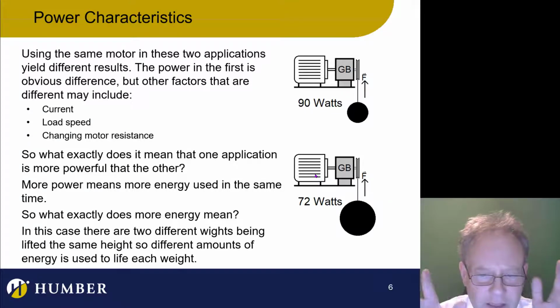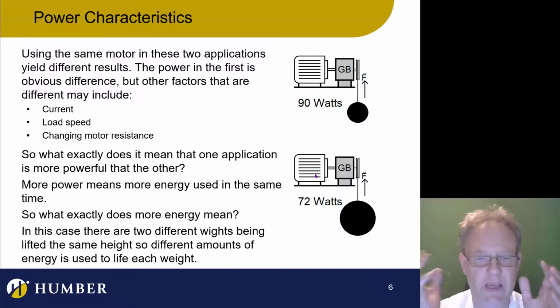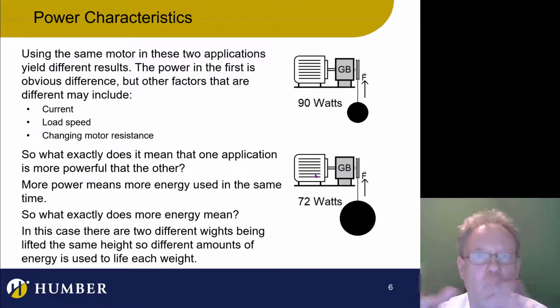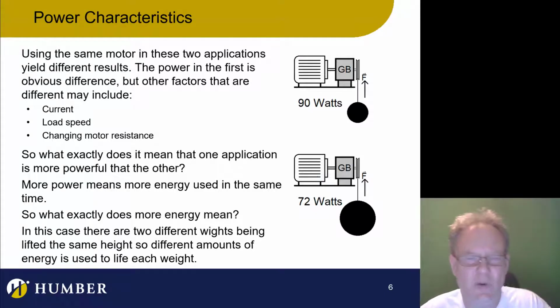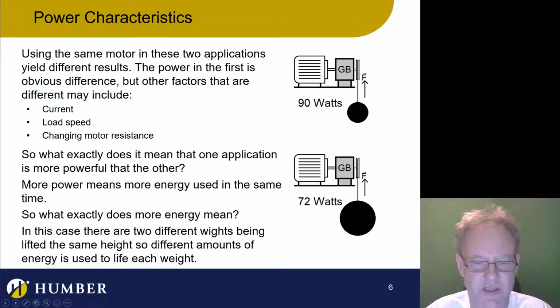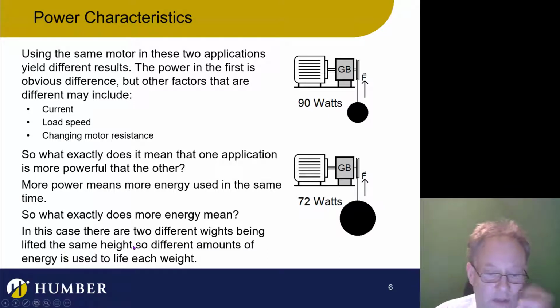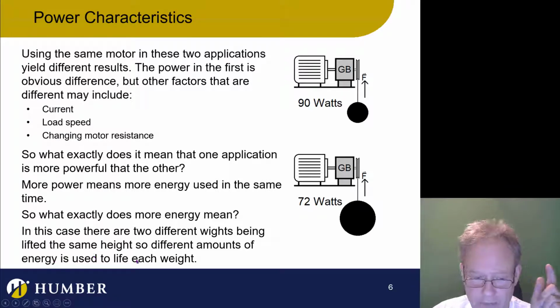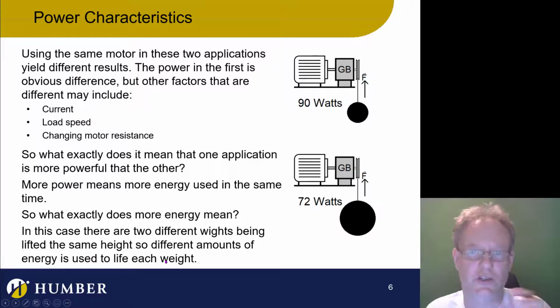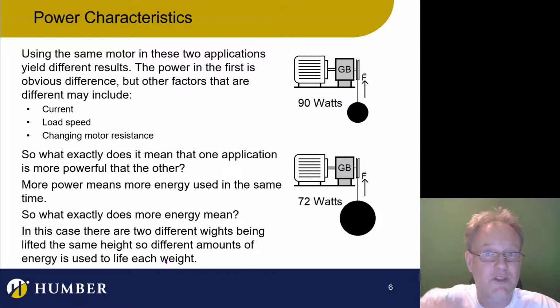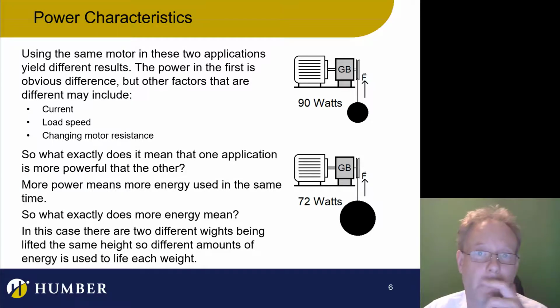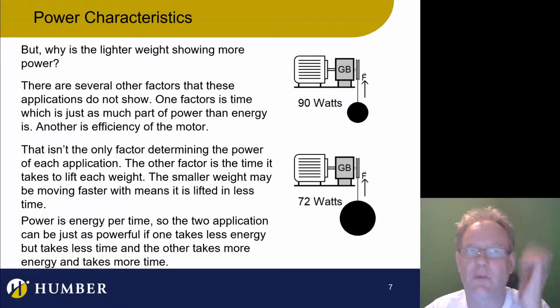So what exactly does it mean that one application is more powerful than the other? Well, power means the energy is used over the same time. So what exactly does more energy mean? Well, in this case, there are two different weights lifted to the same height. So different amounts of energy are being used, for sure. We're just assuming, it doesn't say that in the diagram, that these weights are lifted to the same height. Okay, that's fine. They're lifted from the floor up to the table or wherever.